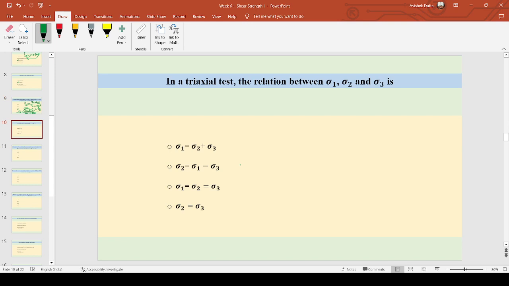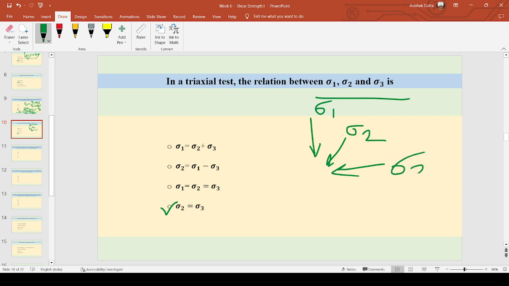In a triaxial test, the relation between sigma 1, sigma 2 and sigma 3 is. Apparently this was a tricky question because sigma 1 does not come in this relationship. The actual answer is option number 4, sigma 2 equal to sigma 3. If sigma 1 is acting in the vertical direction, the y-axis, and sigma 3 is acting in the z direction, this is sigma 2, and this is sigma 3.